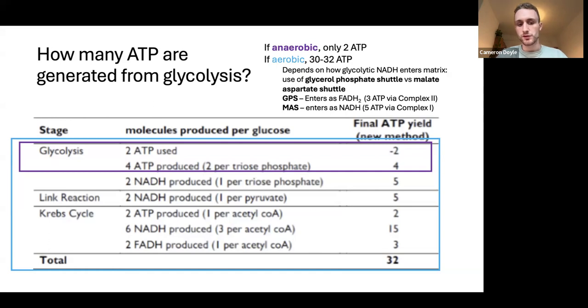And then from aerobic respiration, you've obviously got the additional bits. You've got the link reaction, which converts pyruvate to acetyl-CoA, and the Krebs cycle, the citric acid cycle, which is talked about separately. And the ATP yield from aerobic respiration is anywhere between 30 and 32 ATP molecules. And it will depend on how much NADH or FADH2, which are produced both in glycolysis and from the citric acid cycle, depending on which of these shuttles you're using to get those coenzymes into the mitochondrial matrix.